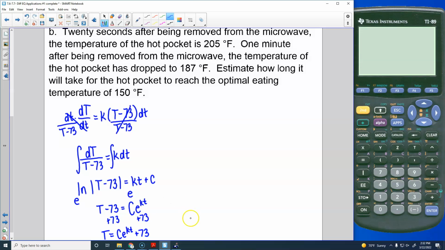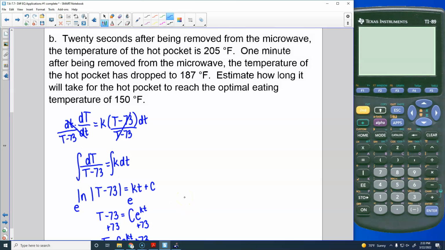So, how are we going to deal with this? Because I don't have a time equals 0. Any ideas on what we could do? We need t to equal 0. So why can't we just put 0? Very good. So let's do that.